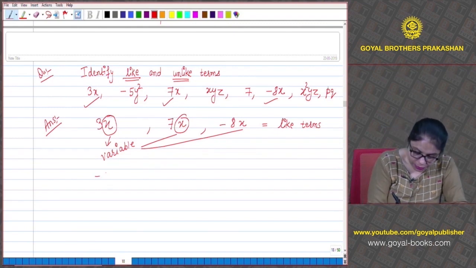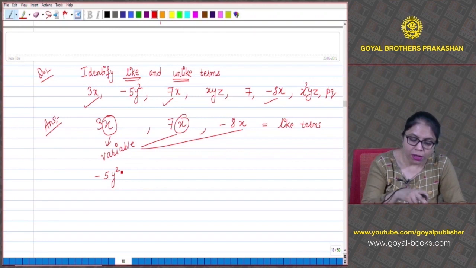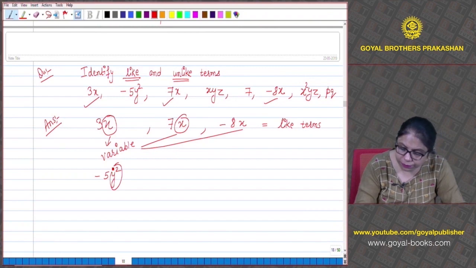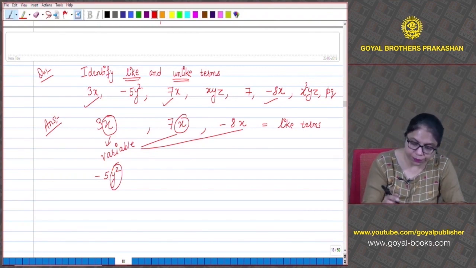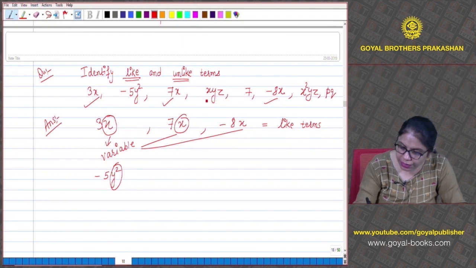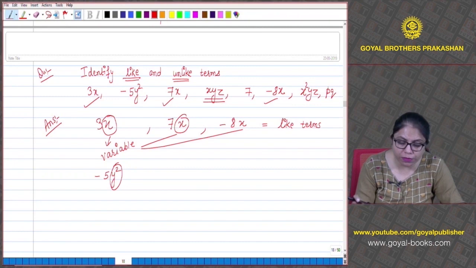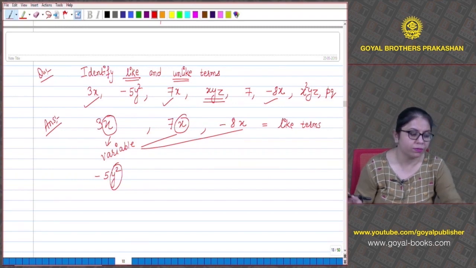Now let's discuss minus 5y square. Now we will search, is there any term having the variable y square? No. Is any term having the variable xyz? No. 7 is constant. Let's search for any other constant term. No. That means in the given terms only these three terms are like terms, and the remaining terms are unlike terms because they don't have the same variable.